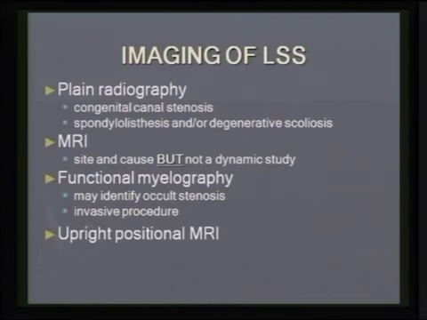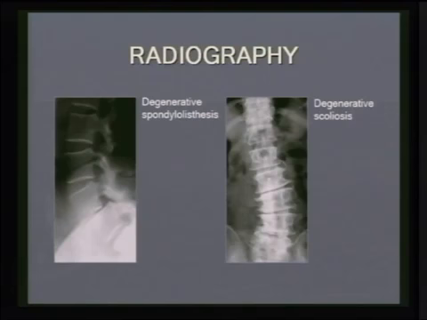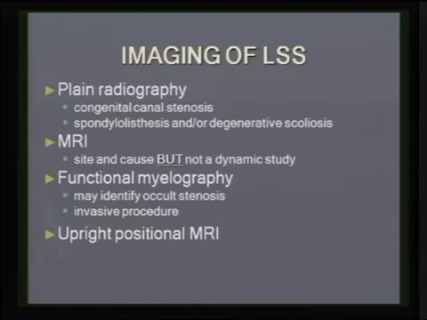MRI will show the site and cause of any stenosis, but as we've mentioned, it's not a dynamic study. The routine MR we do in the supine position is not a dynamic study. So in a patient who has classical symptoms and signs of neurogenic claudication, but the MRI study shows no quadratic compression, we have to think about doing something more.